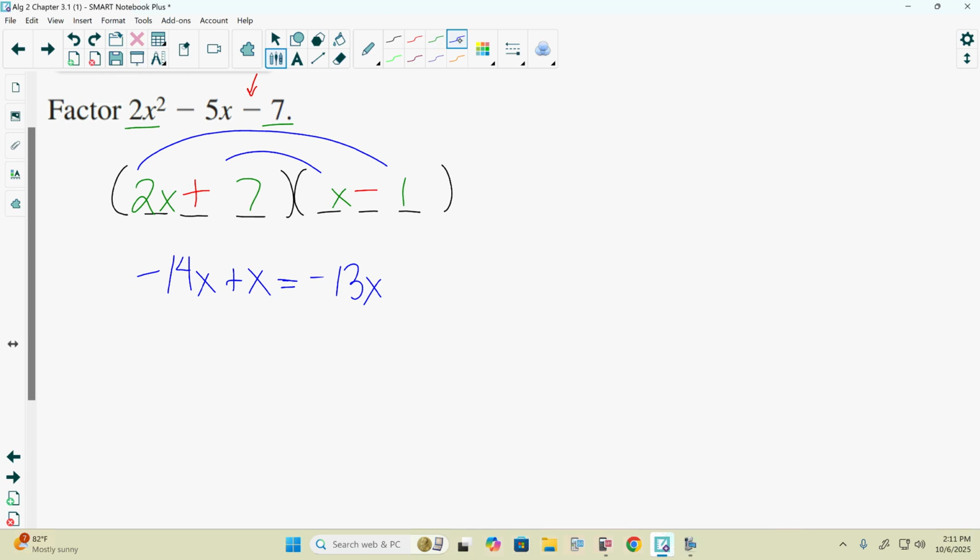And try this again. 2x times negative 1 would be negative 2x. 7 times x is going to be positive 7x. And negative 2x plus 7x, 7x minus 2x would be 5x, yes? Is that the middle term we wanted? No, but yes, right? Because the middle term number we wanted is 5, but we want it to be what? Negative, not positive. So the way to fix that is to switch the signs.